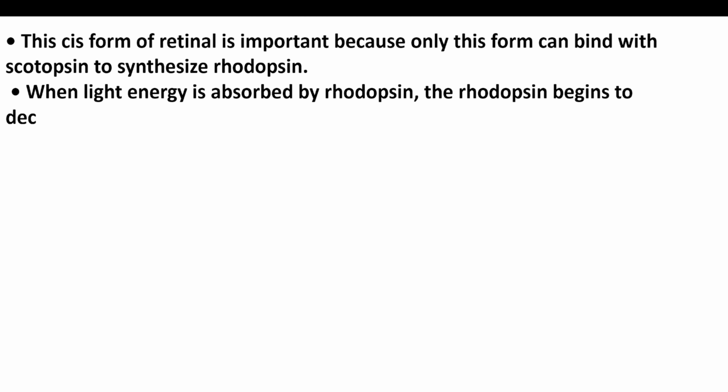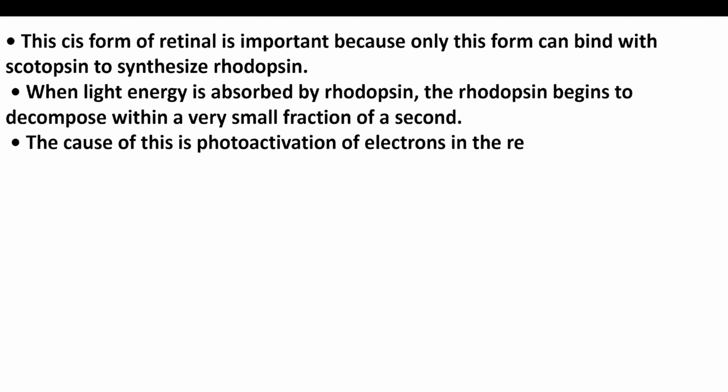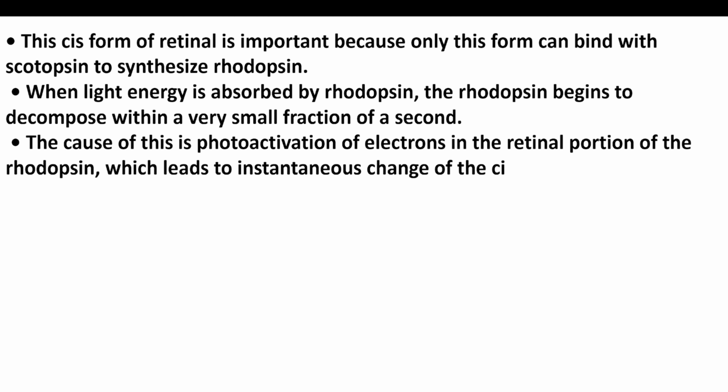When light energy is absorbed by rhodopsin, the rhodopsin begins to decompose within a very small fraction of a second. The cause of this is photoactivation of electrons in the retinal portion of the rhodopsin, which leads to instantaneous change of the cis form of retinal into an all-trans form.